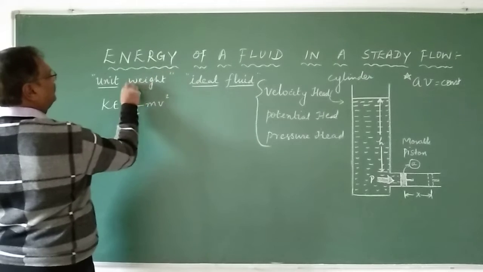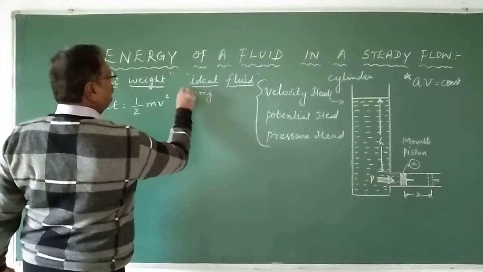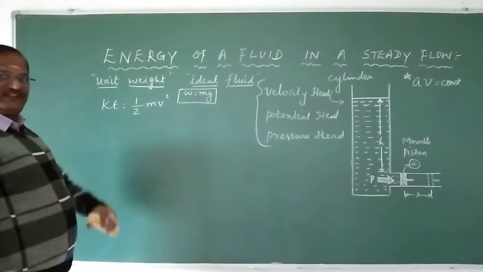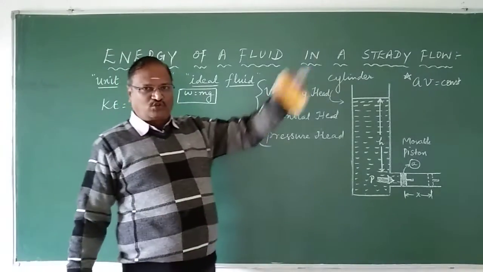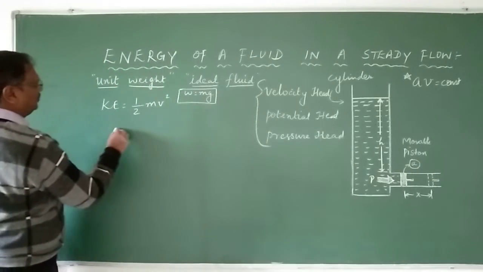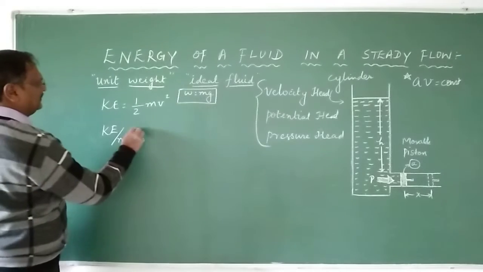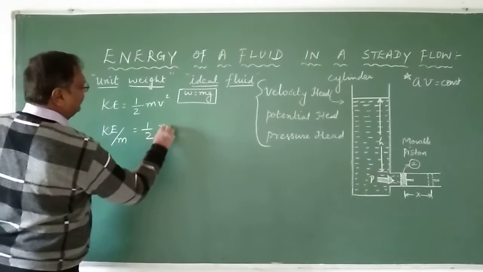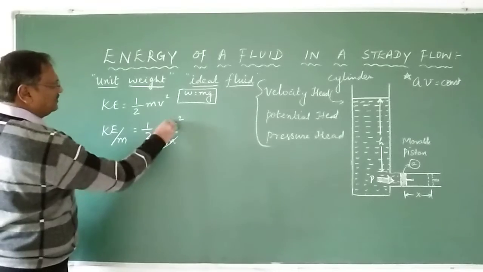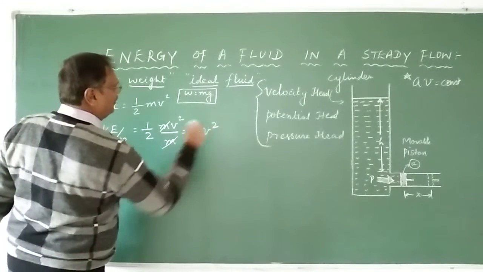What is weight actually? Weight is mass into gravity, mg. We are going to do it for unit weight and unit volume, which leads you to Bernoulli's theorem directly. Now, you can use kinetic energy per unit mass, that is equal to half m v square upon m. Mass gets cancelled, so you have half v square.